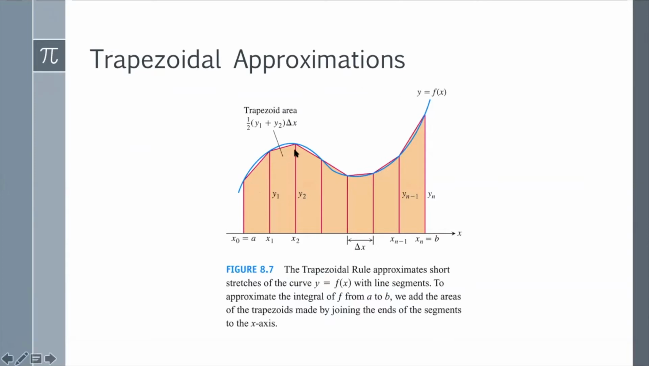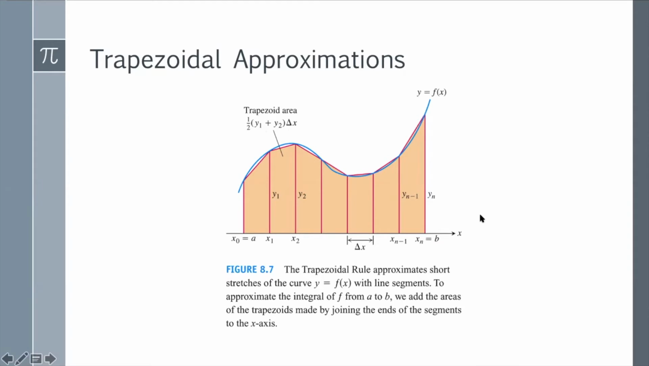like you see here. And I'll spare you the details, but it's not too difficult to show, if you know the area formula for a trapezoid, that the area of, for example, this trapezoid right here, the second one, is 1/2 times y1 plus y2 times delta x, where delta x is the width of one of these little subintervals.